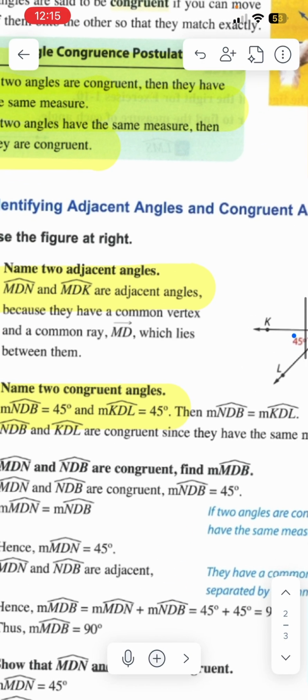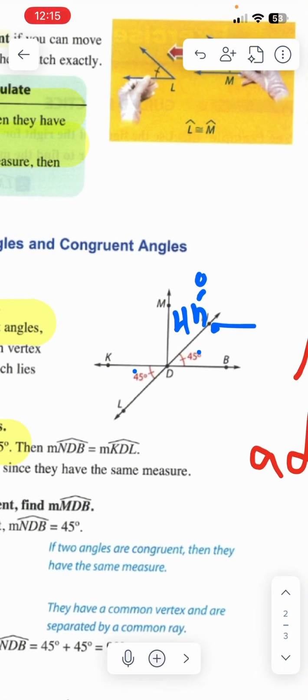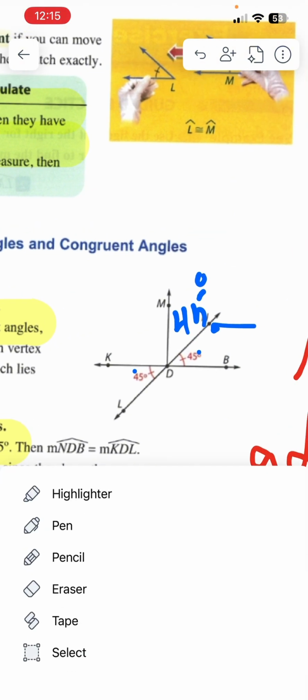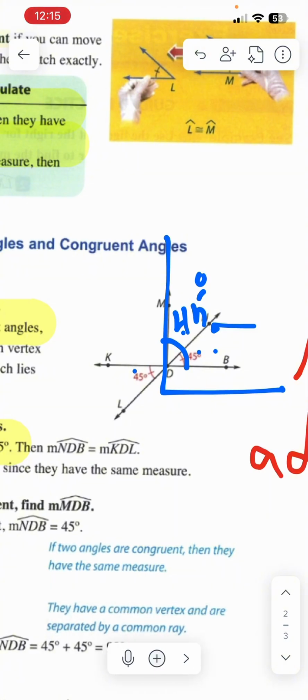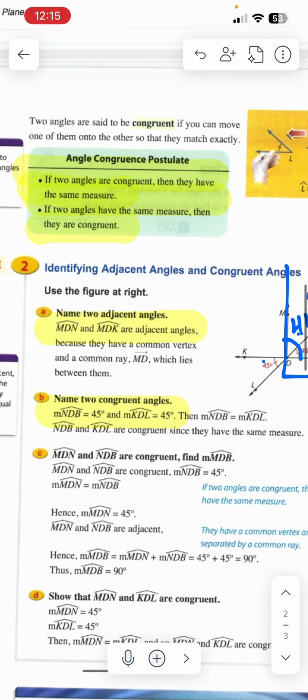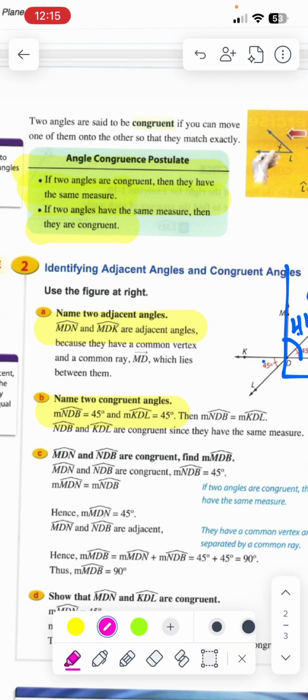Now it says what? Find MDB. Where is MDB? Their total. It says find MDB. This one together. This is 45 and this is 45. Together it will make up how much? 45 plus 45, 90 degrees over here.